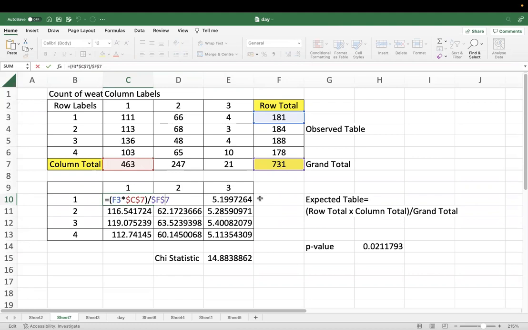Follow the color coding. You have to calculate this. This is mandatory. Once you have done this, you can directly go for p-value. No, this is not required.